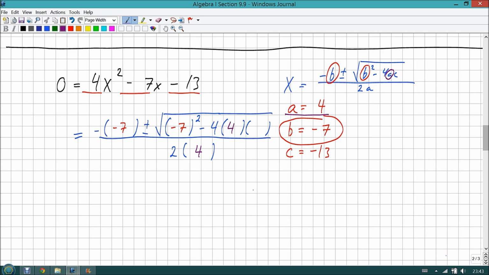Now with that, I have one remaining. Yes, the lucky number 13. It's in the c location. There's only one. We plug it in.